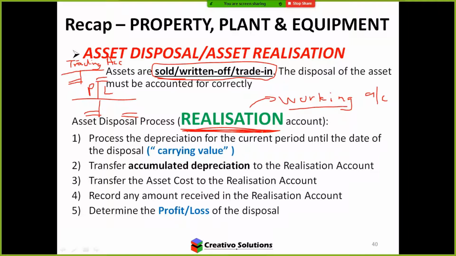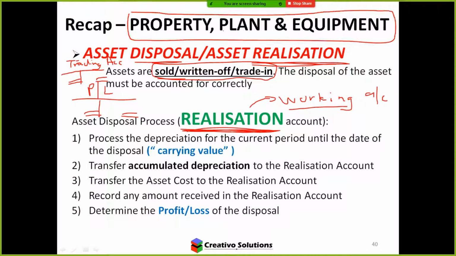It gets closed off when you process the asset disposal or the asset realization. Okay, I think this textbook uses the word realization. Others use the word disposal. It's the same thing. Okay, you're basically getting rid of an asset that has been on the books of the business as a non-current tangible asset under PPE, property, plant, and equipment. This only applies to property, plant, and equipment, asset disposal. It doesn't apply to inventory. It doesn't apply to debtors or anything like that. Okay, it's a very specific consideration.